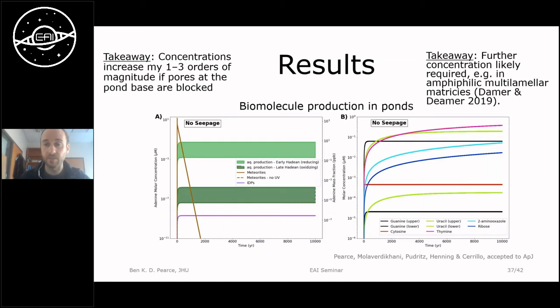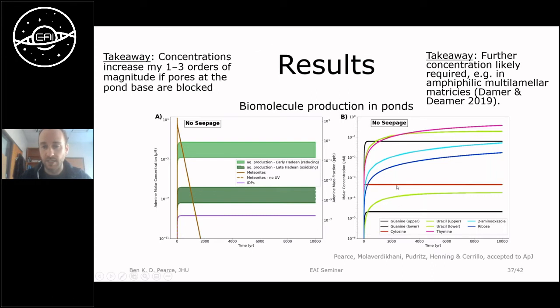So we turned off seepage in our models to see what kind of concentration enhancements we can get from this. And we see about 1 to 3 orders of magnitude increased concentrations from this no seepage model. The next most dominant sink is hydrolysis. So that ends up being the concentration limiting sink after seepage is turned off. So we get up to about 10 parts per billion of adenine.